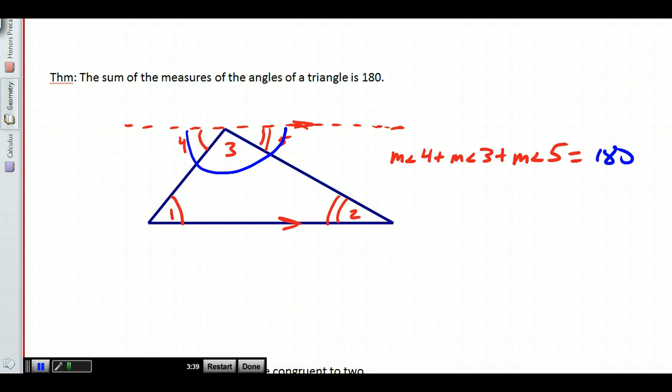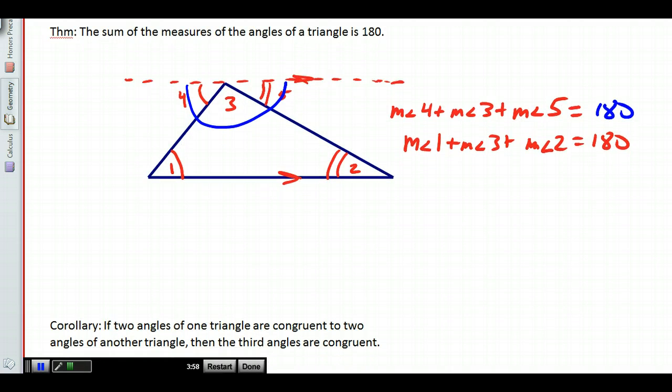And then we can do a substitution. Since angle 4 is the same as angle 1, we'll leave angle 3 in there, and angle 5 is the same as angle 2. Their sum equals 180, and that's the proof.